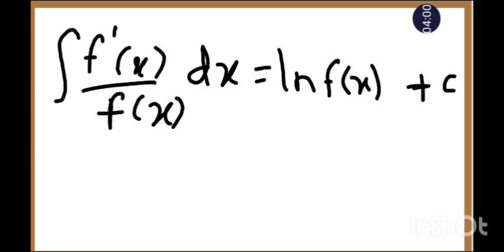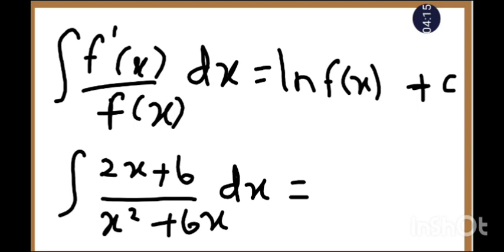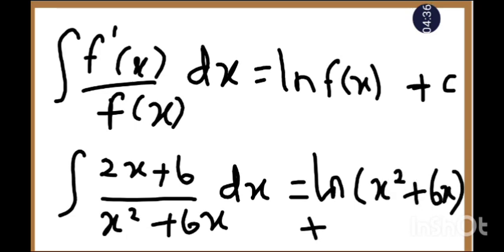For example, if you have the integral of 2x plus 6, all that divided by x squared plus 6x, dx with respect to x, when you look at the numerator, you see when you differentiate x squared plus 6x, it gives you 2x plus 6. So the answer to our integral is simply ln of x squared plus 6x plus our constant of integration. Alright.